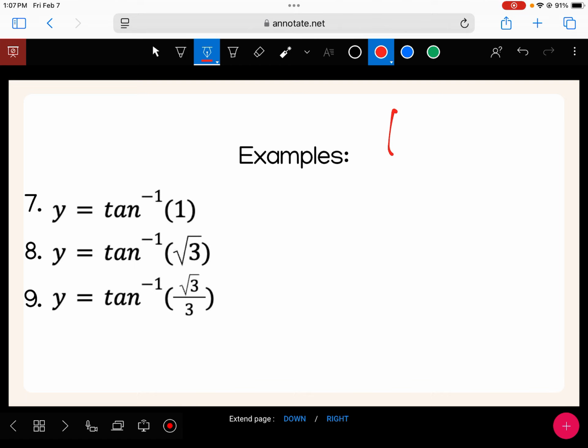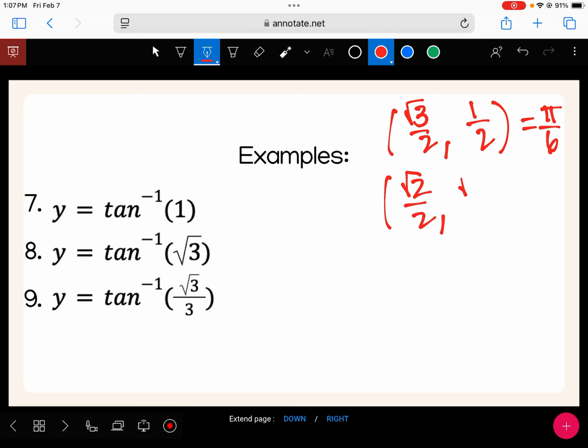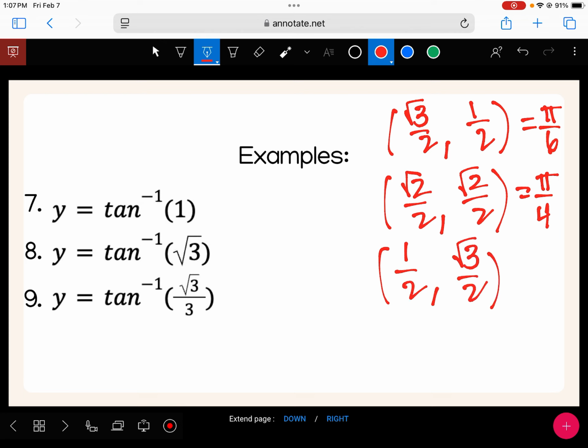So Anna, can you give me pi 6? Root 3 over 2 and 1/2. And then pi 4 is obviously root 2 over 2. And then pi 3 is the opposite. Right?